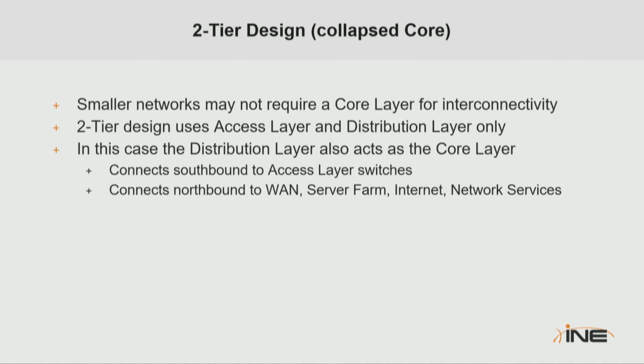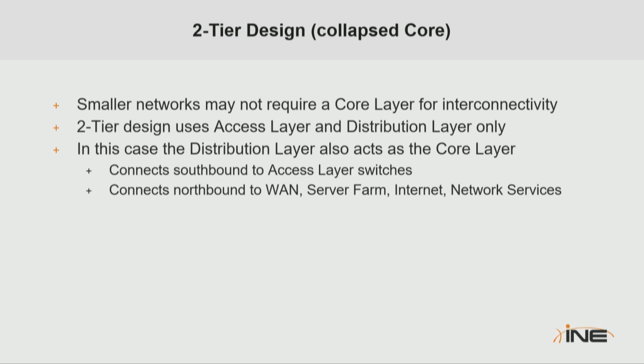Okay, the first of these, the two-tier design or the collapsed core, might be useful for smaller networks that don't require a core layer for interconnectivity. So this is going to be a cost savings, in that we don't need additional devices in the core layer in order to connect the devices in the network.